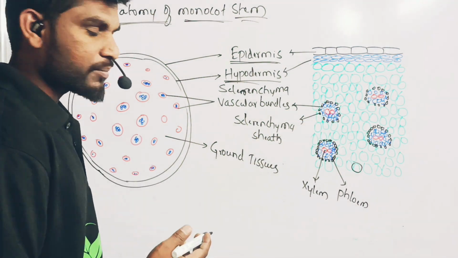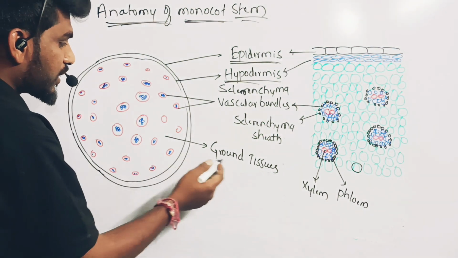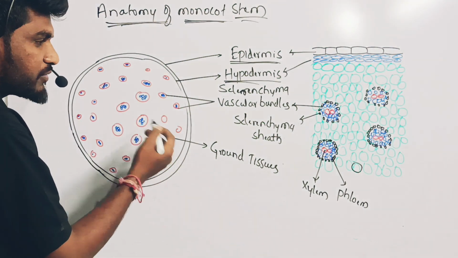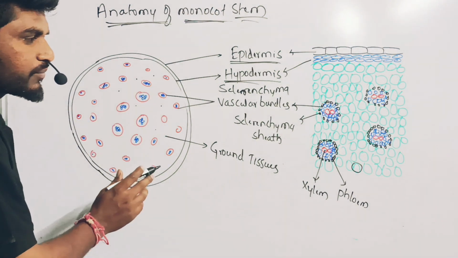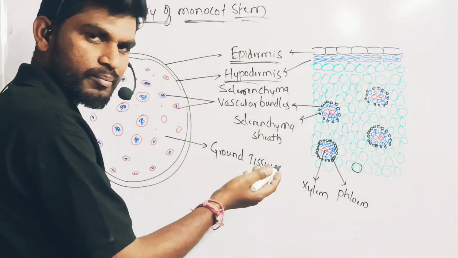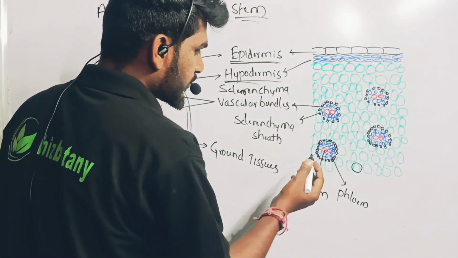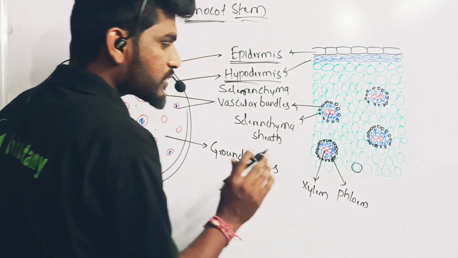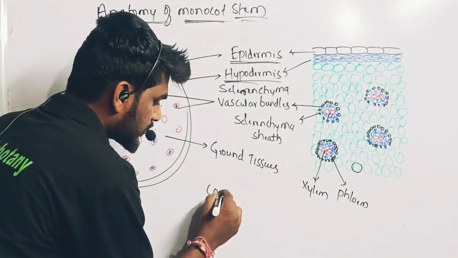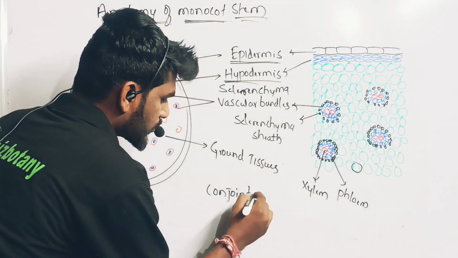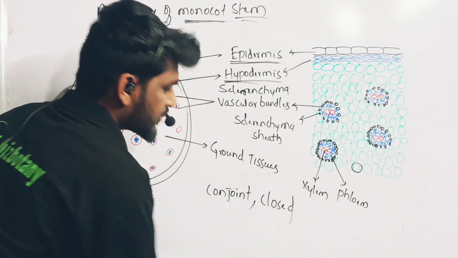In the anatomy of monocot stems, you can clearly see the ground tissues. In between these vascular bundles, we have ground tissues which are obviously made up of parenchyma cells. How are vascular bundles present in the monocot stem? They are conjoint, closed type of vascular bundles.